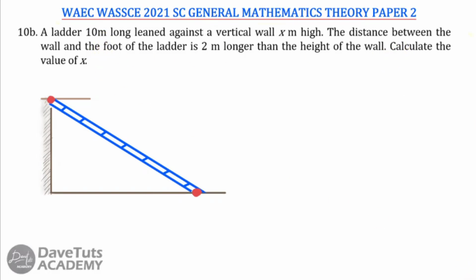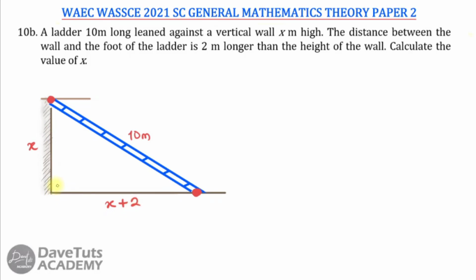So if we have this as our diagram representing the information that we're given, the ladder itself is 10 meters long, so we have the length of this ladder to be 10 meters, okay? And then it's leaning against a vertical wall, which is x meters high. So this is going to be x meters, okay? Then the distance between the wall and the foot of the ladder is 2 meters longer than the height of the wall. So here we are being told that it is 2 meters longer than that height. So we have it as x plus 2.